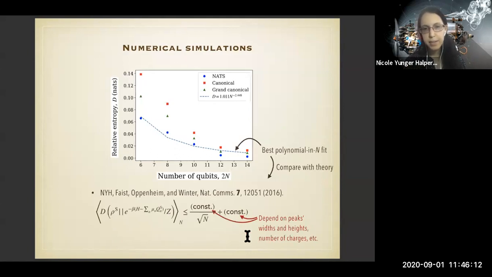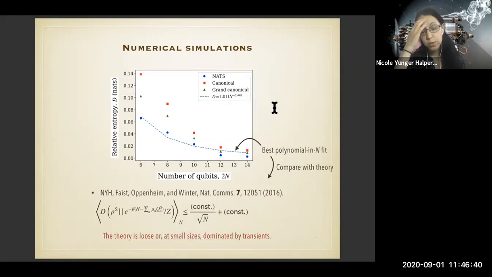So these constants depend on parameters. Earlier, when we were talking about the approximate microcanonical subspace, we talked about the width of these peaks. Also, the peaks have certain heights. Also, the number of charges come into play. But the essential scaling is like N to the negative 1/2 in this prediction. Here, it's N to the negative 5/2 or so. So the numerical simulations suggest to us that the theory is loose. It could be tightened, or at small system sizes, really it's dominated by transients that wash out, so that if we look at large system sizes, we'll see this scaling.